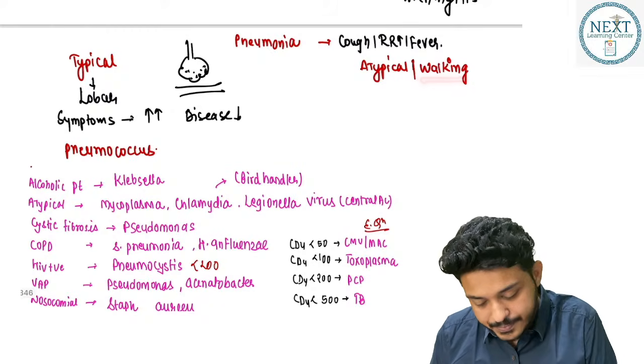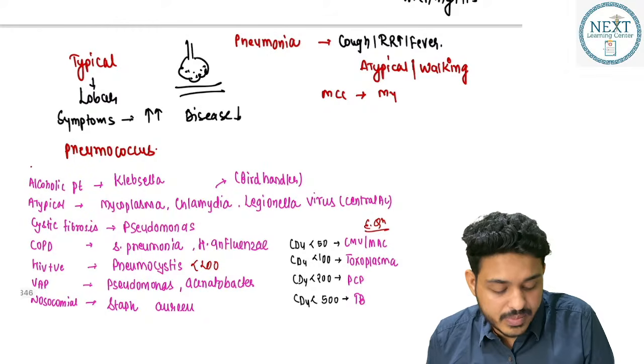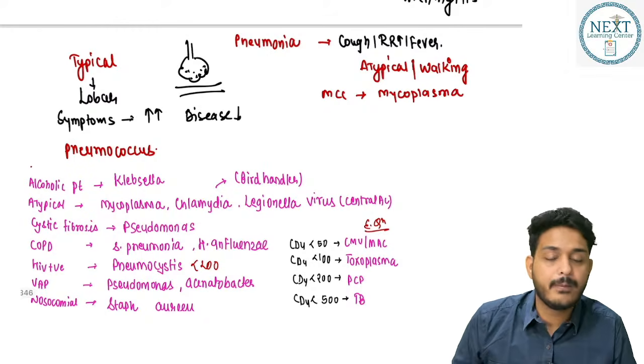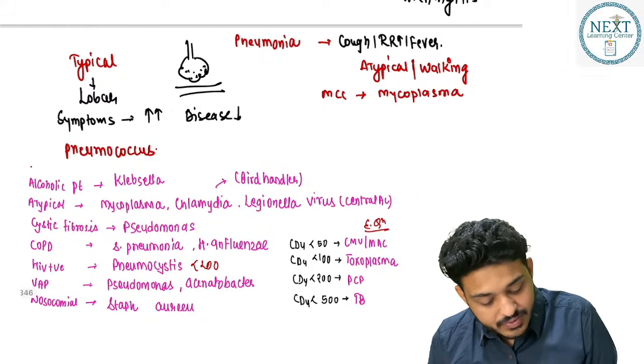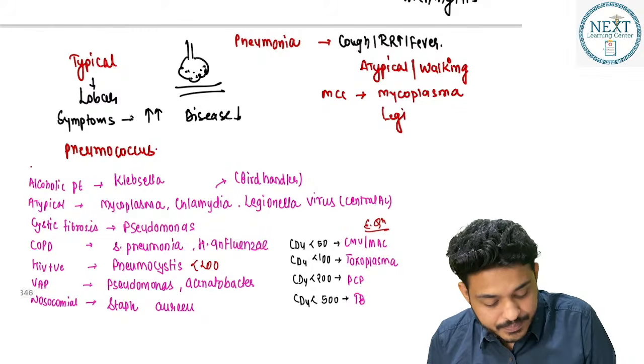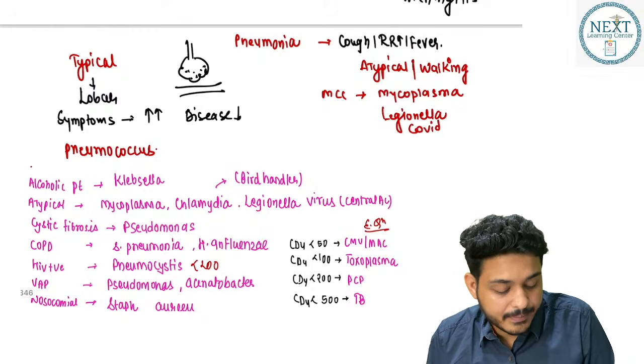The most common cause for walking pneumonia is going to be Mycoplasma, right? Remember, this is the most common cause for walking pneumonia. Apart from that, you can also have walking pneumonia due to Legionella. Some bacterial infections can also cause this, and COVID-19, right?